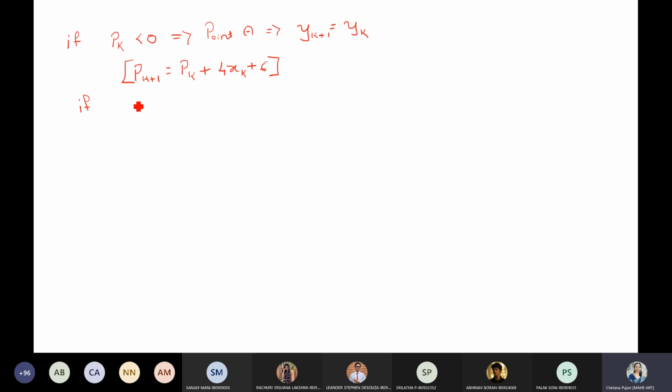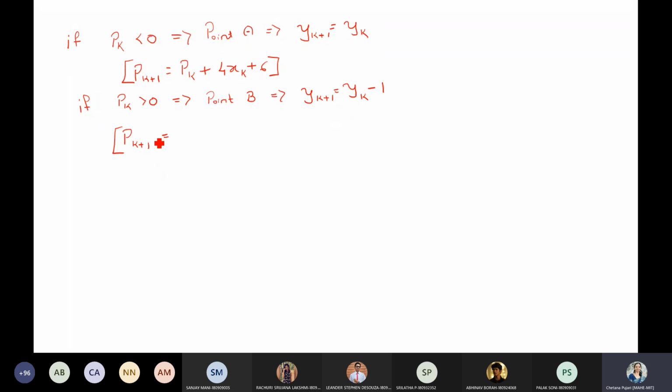Similarly, if you are calculating for pk which is greater than 0, where we are selecting point B and your yk plus 1 is equal to yk minus 1, so here you'll have your p. I'm directly writing the final value, okay? You can put the term and do the simplification.